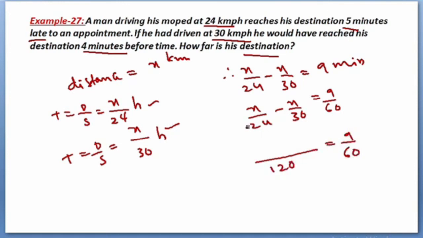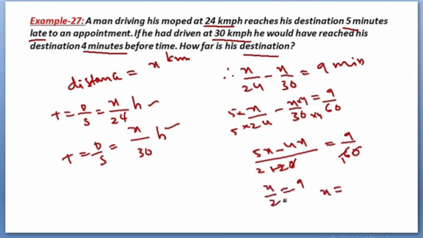Then multiply again: 24 times 5 is 120, so the numerator is multiplied by 5, giving 5x. Minus, 30 times 4 is 120, so 4x. Now the zeros you can cancel, 6 ones are 6, 6 twos are 12. Then 5x minus 4x is x, and x by 2 is equal to 9.